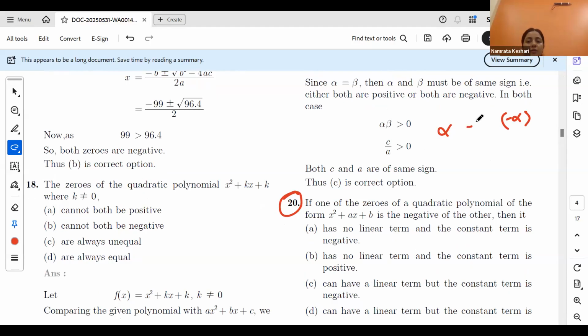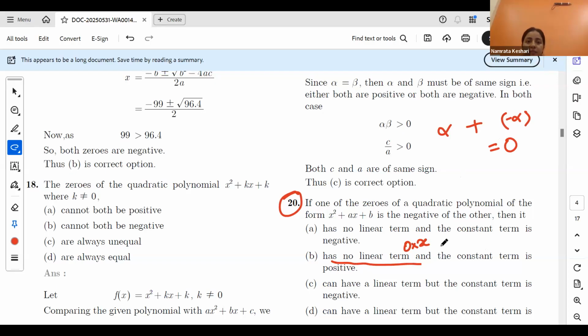But from here, are you understanding? If this situation is there, then the sum of the zeros is 0. That means the polynomial has no linear term. The x coefficient will not be there.